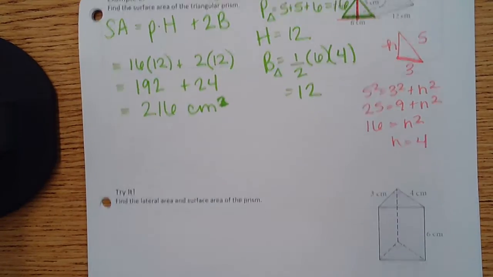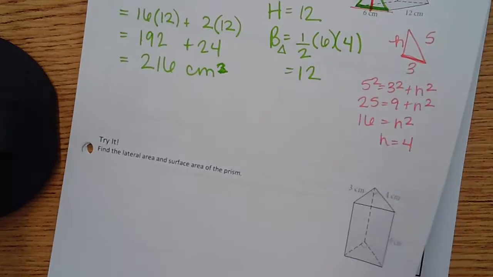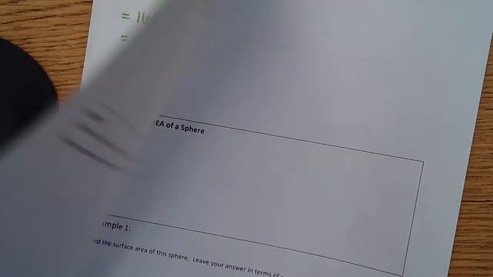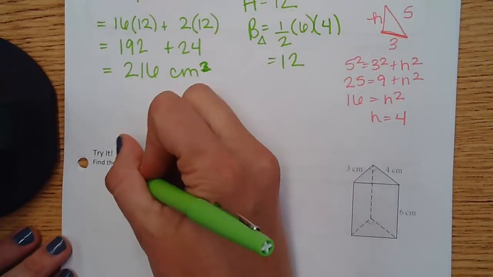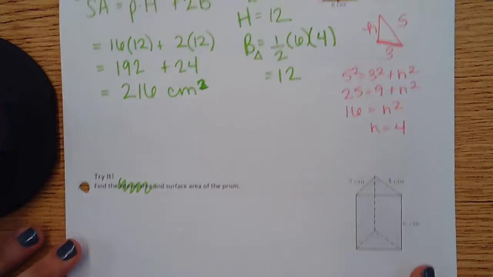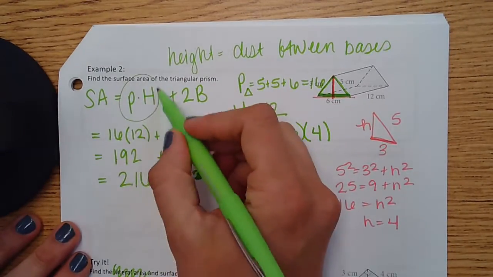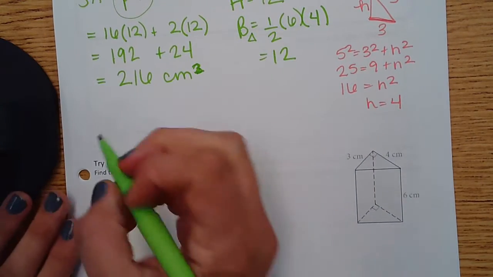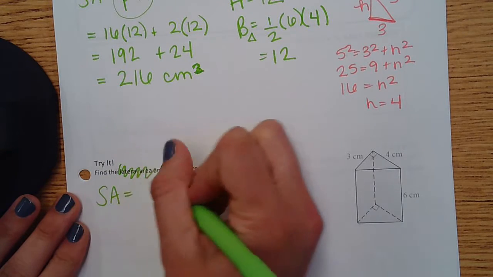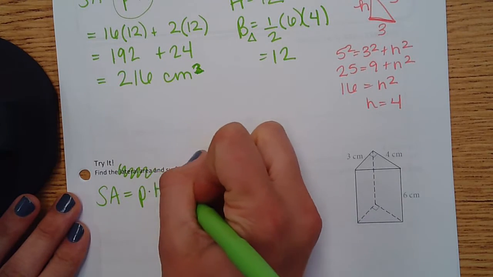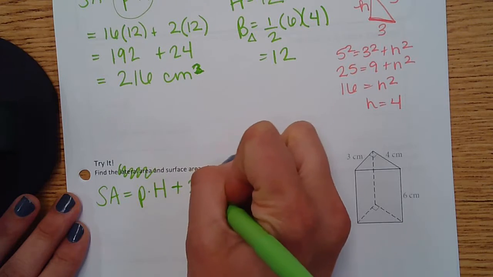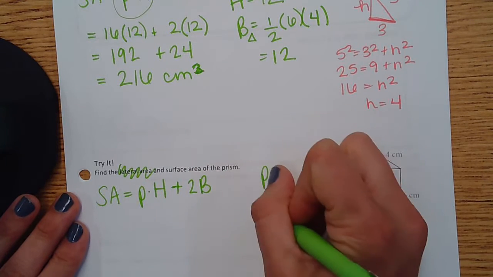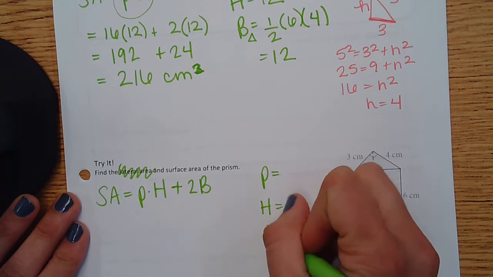All right. Finally, they want us to find the lateral area and the surface area. We are only going to focus on the surface area. The lateral area is actually just this chunk right here. The lateral area is when you don't include the bases. So find the surface area of the prism. Surface area of a prism is perimeter times the height of the prism plus 2 times the area of the base. I need a P, an H, and a B.